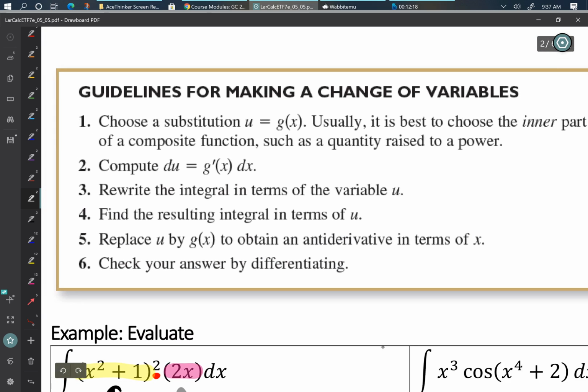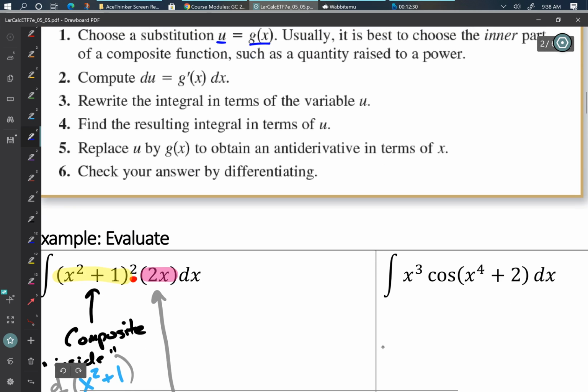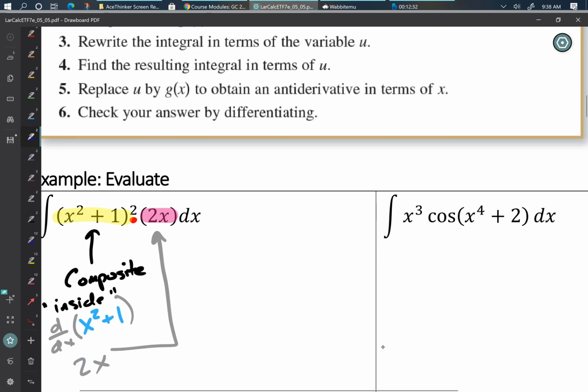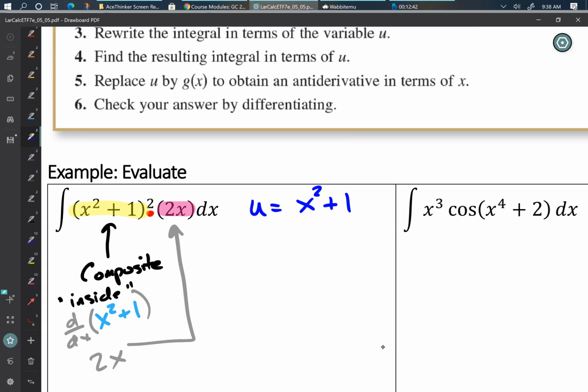The first step, once you have identified that you are going to use u substitution, is to choose the proper substitution for u, to write u as g of x. Okay? g of x, remember, is the inside. So we are saying then that u is going to be the same as x squared plus 1. That u is x squared plus 1, which sounds grammatically incorrect, but is correct.